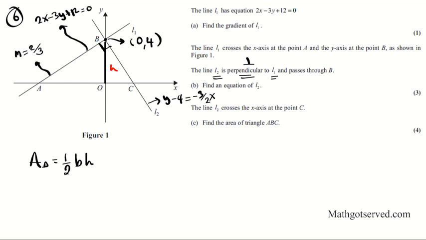This is what h is, and it's convenient because we already know what h is. We know that h is 4, okay? h equals 4 because from 0 all the way up to (0, 4), the y displacement is 4 units, okay?